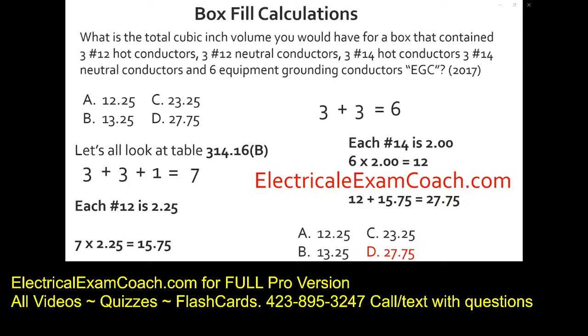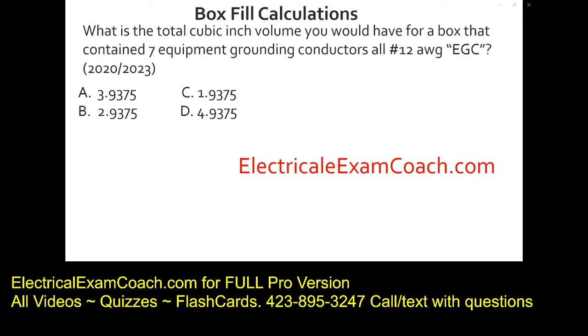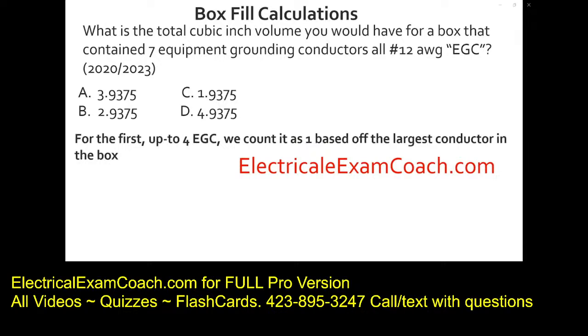What is the total cubic inch volume you would have for a box that contained 7 equipment grounding conductors, all of the 12 gauge persuasion in the 2020 and the 2023? I left out all other conductors because you're going to use the same rules. After you do this calculation, you group it with whatever the largest conductor is in the box, like you learned previously. We're going to count the first 4 as 1, and then a 1/4 inch increase for each one past 4. Sounds complicated. We're going to break it down very simply.